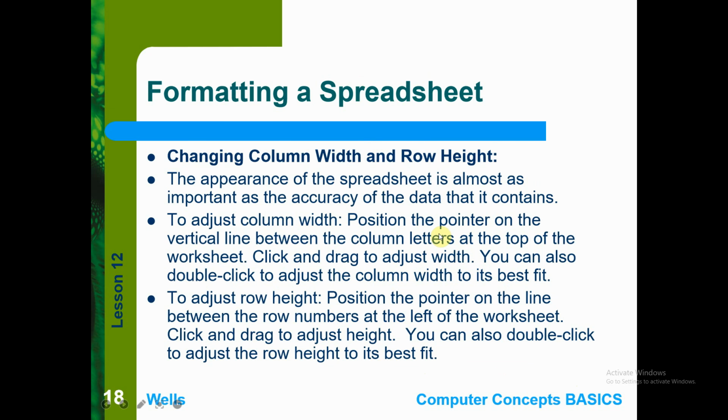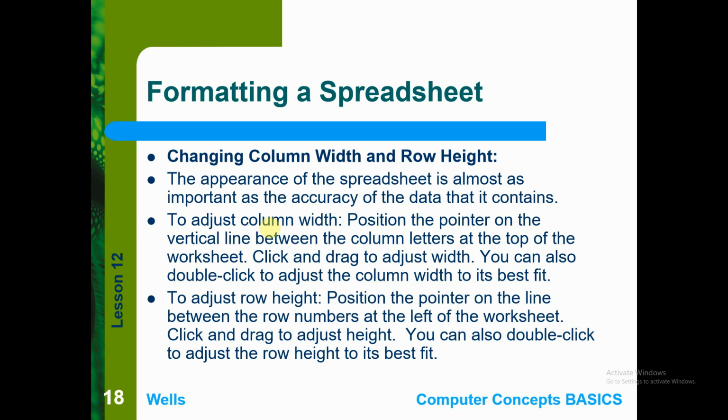Now for changing column width and row height, appearance is almost as important as the accuracy of the data that it contains. So in a way, you just need to adjust the column width, depending on, for example, if you are calculating large numbers and they no longer fit in the current cell, or they can expand to the next cell in the column. So you would need to adjust the column width.